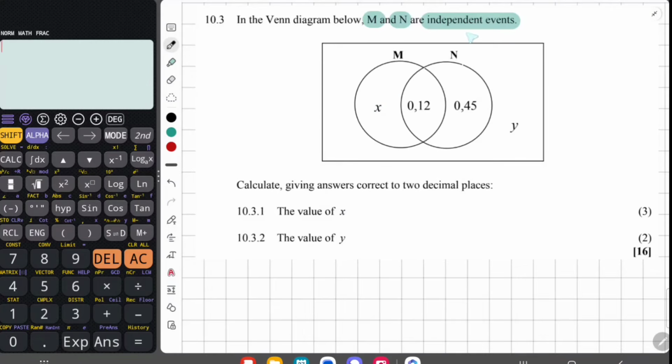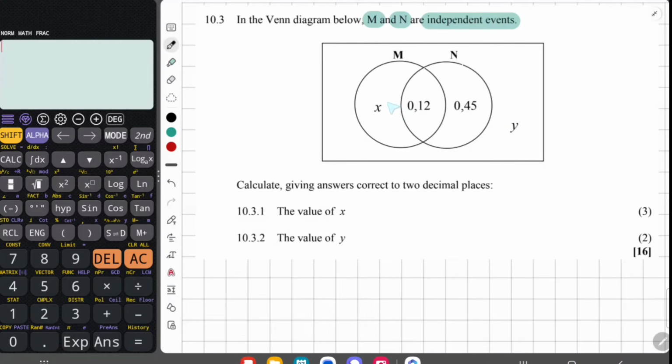Okay, so looking at this Venn diagram, first of all, just understand that x, whatever this decimal is, would be the probability of event M only. So this is the part of M that doesn't include N. Then this in the middle is the intersection of M and N. And then 0.45 is the probability of event N only. Then we have y, which is neither M nor N.